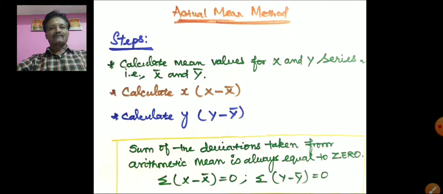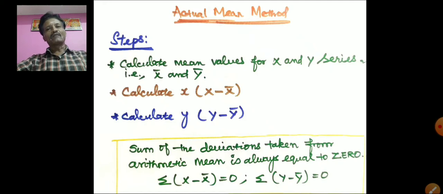Now we will understand the steps involved in the calculation of r with the help of the actual mean method. The first step is to take the total of all x values, that is sigma x, and the total of all y values, that is sigma y. So after entering the x and y values, you find the total of x, sigma x, and sigma y. Then you have to find the x bar value and the y bar value.